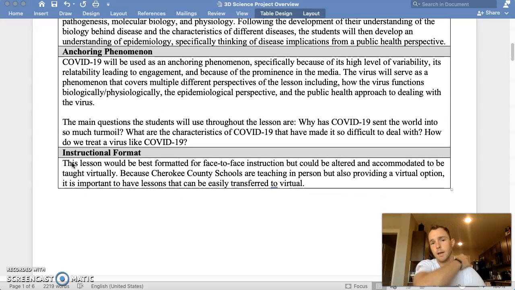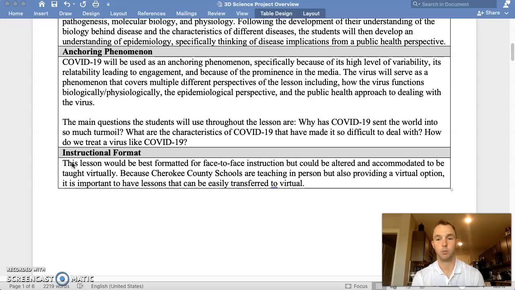The anchoring phenomena, like I said, would be COVID-19, specifically because it's highly variable. It's not something that we really even understand as of now, almost more than a year later. It's prominent in the media, so it'll be really engaging. The virus covers a lot of different perspectives. So, like I said, we're going to learn how it functions biologically, physiologically, then the epi perspective and the public health approach to dealing with the virus.